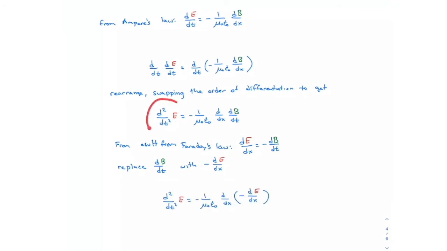So when I do that, on the left side, nothing's changed. On the right side, I now have the spatial derivative dE dx. And if I bring this minus sign out here, it cancels that minus sign. And now I've got two spatial derivatives. So I'm left with this expression.